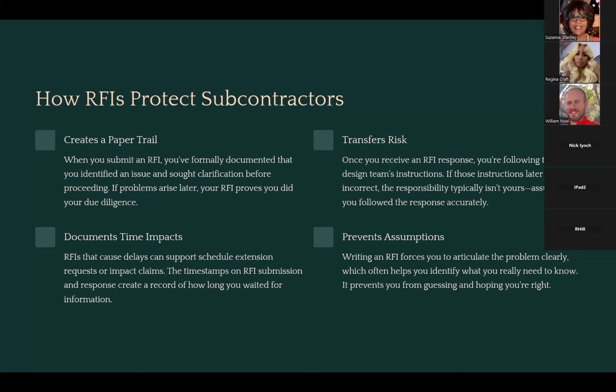If you're going to do something that is different than the contract documents, you need to formalize it with an RFI. Say, hey, this is different, and let the owner or the general contractor or the engineer and architect give you the answer so that you have some official paper trail to say why you did something that was different. So it creates that paper trail, and that paper trail transfers risks.